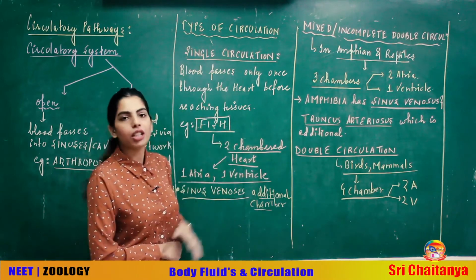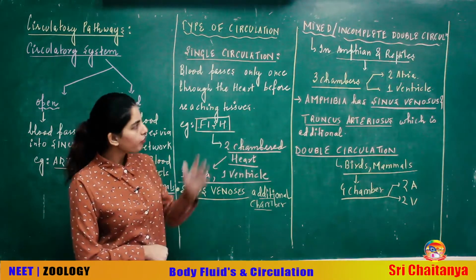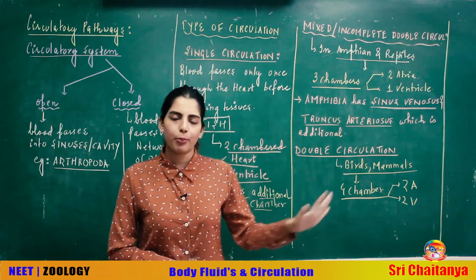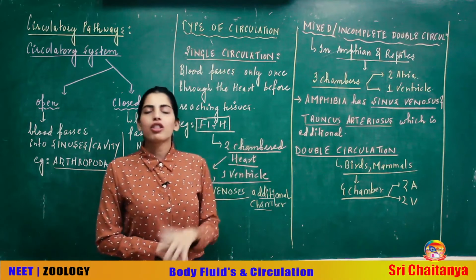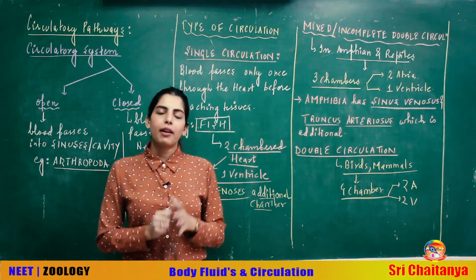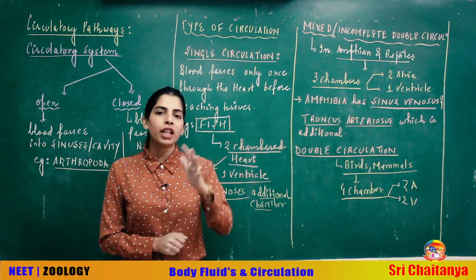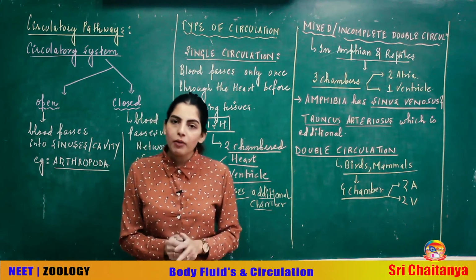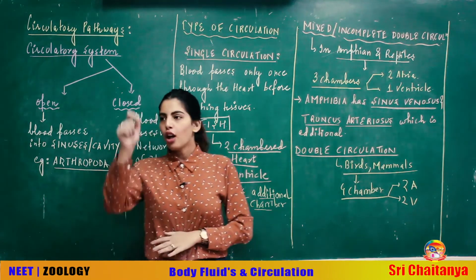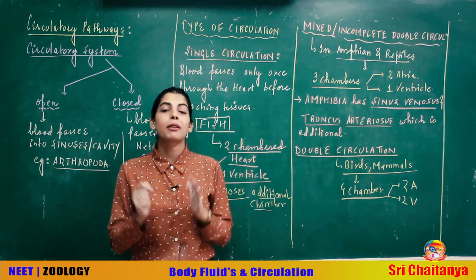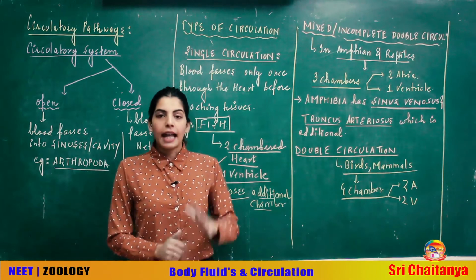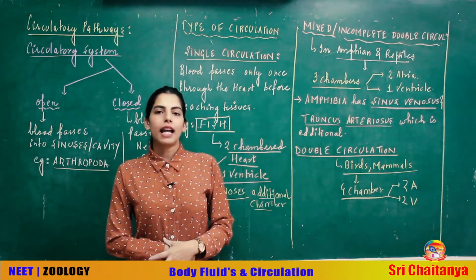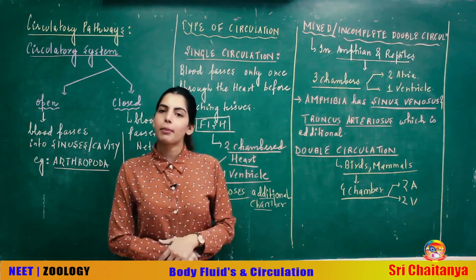Now talking about the mixed circulation or incomplete double circulation, seen in amphibians and reptiles, which have a three-chambered heart. The exception in reptiles is definitely the crocodile, but talking about the general property, amphibians and reptiles have a three-chambered heart. They have two atria but a common ventricle. Since they have a common ventricle, deoxygenated blood is definitely on the right side and oxygenated blood on the left side, but both get mixed in the common ventricle. Since it gets mixed in the common ventricle, it is pumping mixed blood, hence it is called mixed circulation or incomplete double circulation.